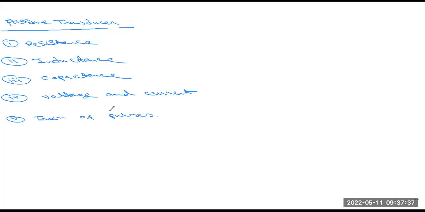When you read digital electronics, here we use the encoder circuit. This encoder circuit is one type of transducer for angular position measurement. Another one is the counter, that is, a counting circuit, which counts the motion. So these are the categories under the frame of reference. We will explain them one by one in detail. First we will discuss the resistance.